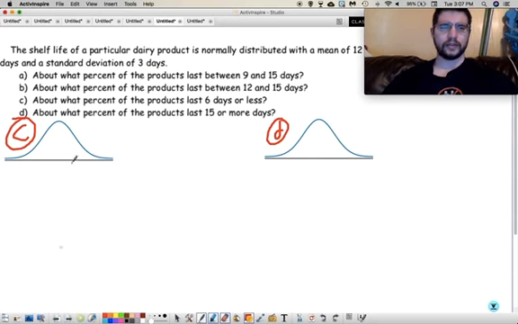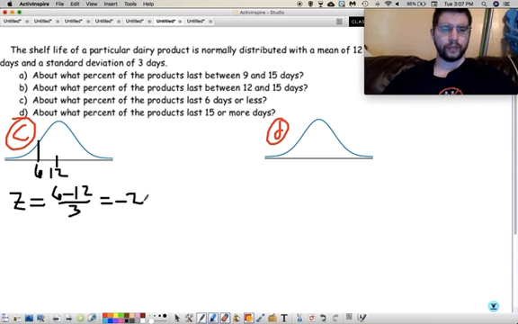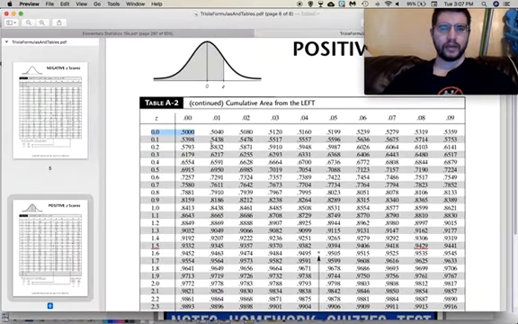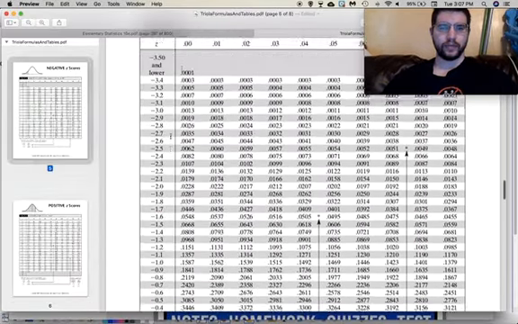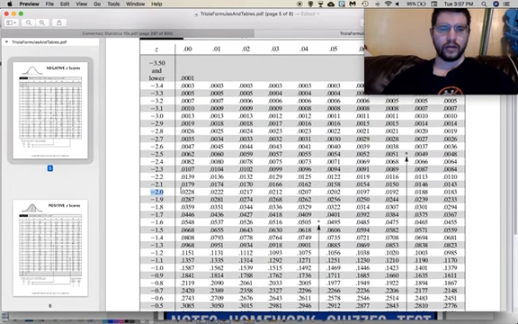Now part C asks last 6 days or less. So right here's our 12. Here's 6, it's to the left of the mean. So for the chart, we're definitely going to need to convert that. 6 minus 12 over 3. That's negative 6 over 3, which is negative 2. So we're going to look up a negative 2 right here, 0.0228.